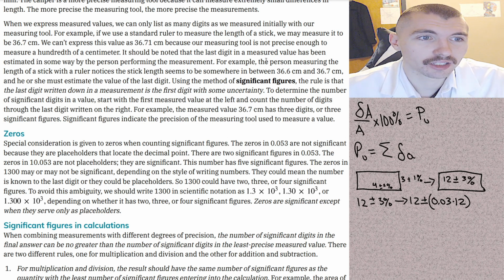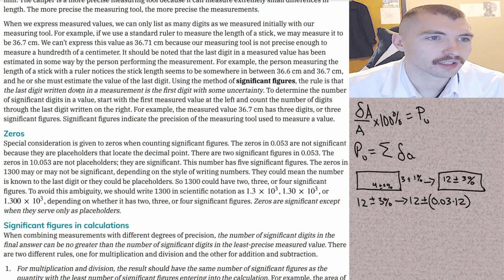The person measuring the length of the stick with the ruler notices the length of the stick seems to be between this and this, and he or she estimates the value of the last digit. The rule is that the last digit written down in a measurement is the first digit with some uncertainty. Okay.